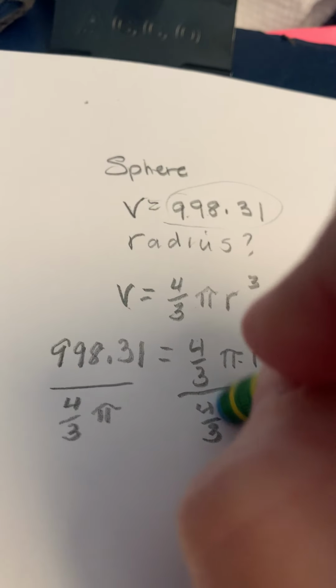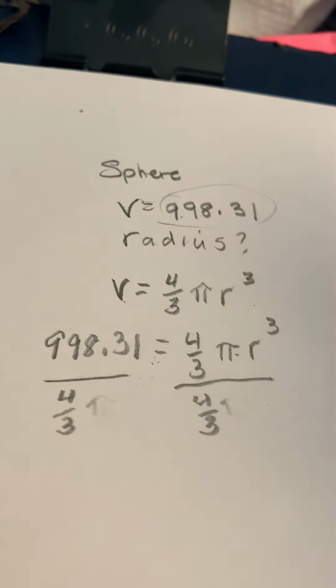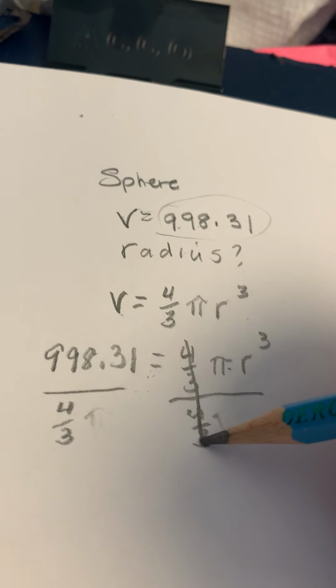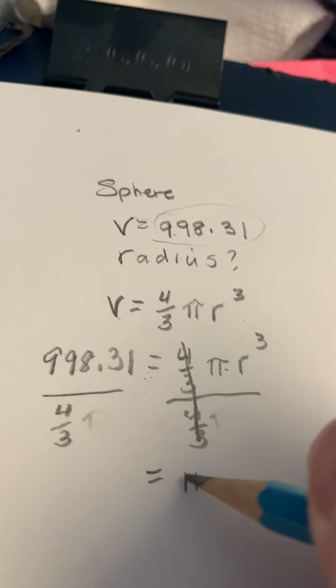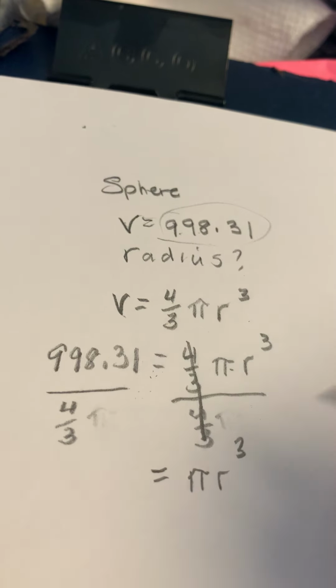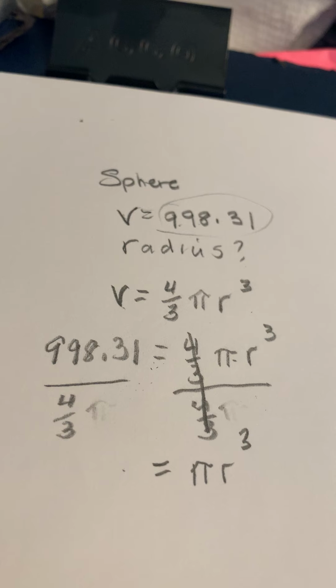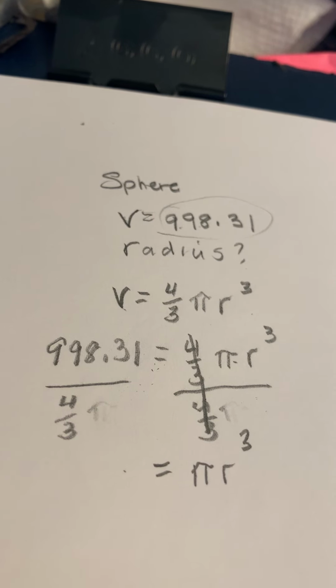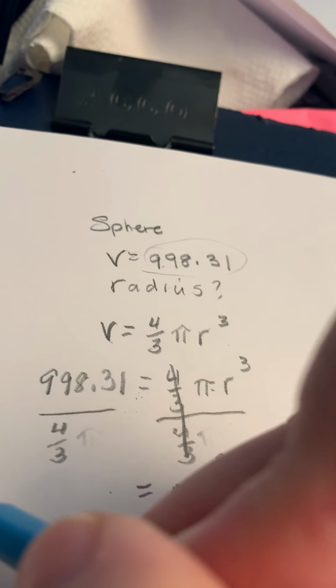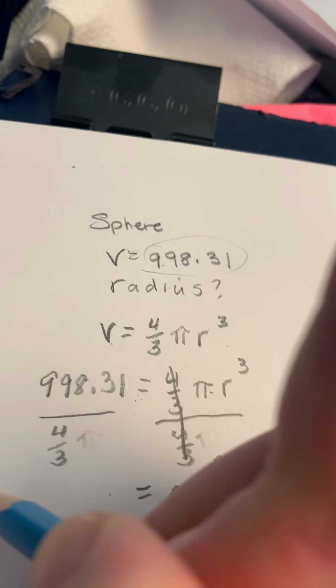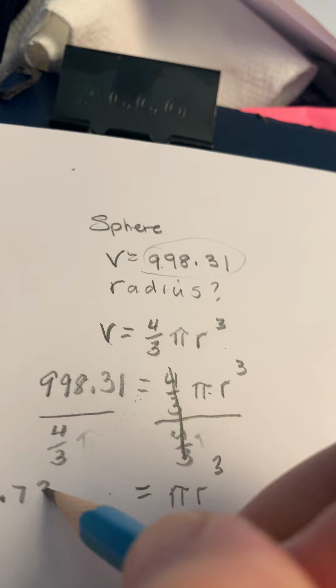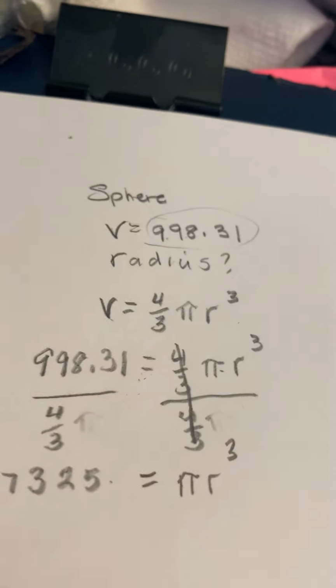But let's pull up pi for a second. We know that 4/3 divided by 4/3 is 1. So all that's left now is pi and r cubed. And on this side, you're going to take your value, which is 998.31, and we're going to divide it by 4/3. And do it in fraction form on that calculator. So we have 748.7325.